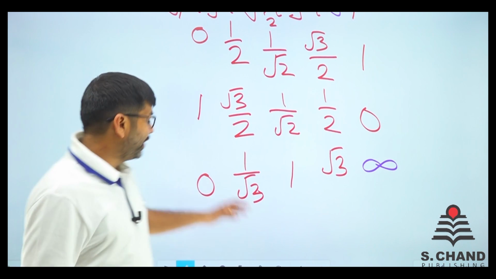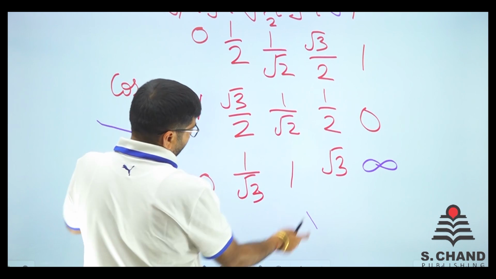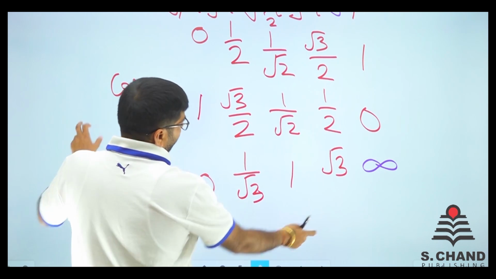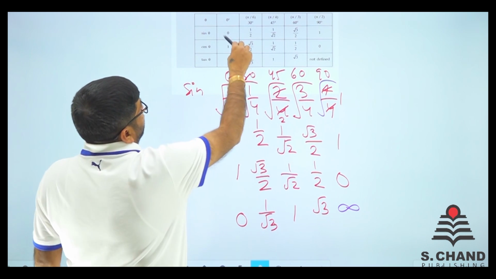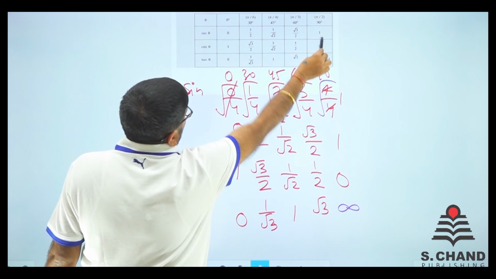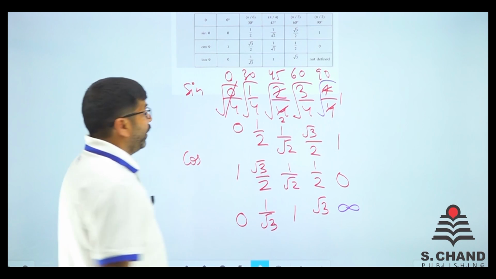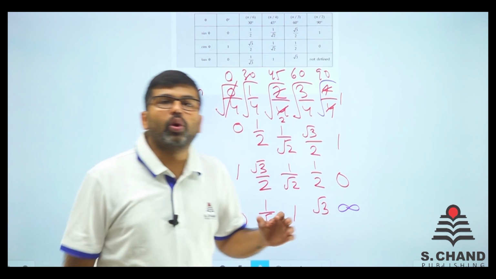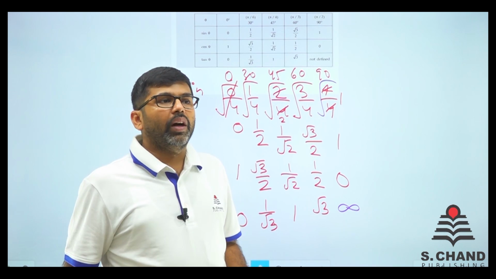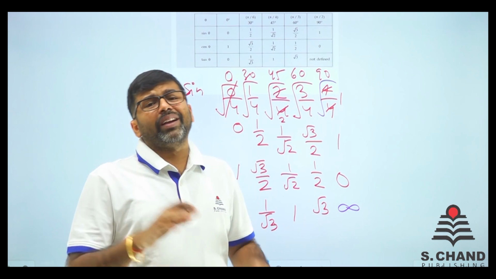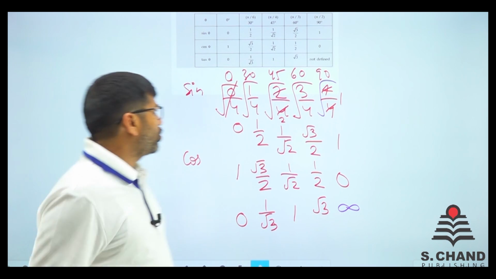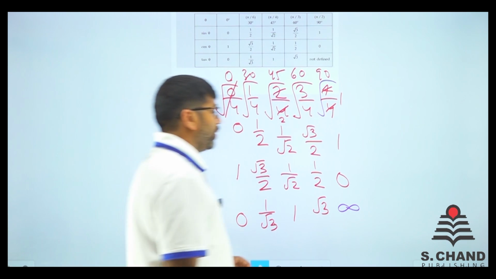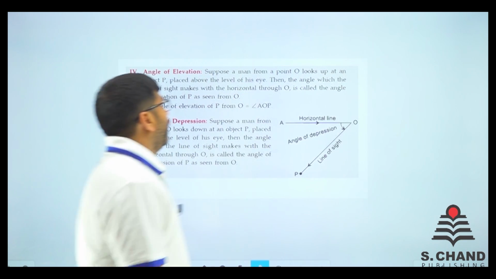So this is the table, and you can see we have reached the same table here. It's like 0, 1 by 2, 1 by root 2, root 3 by 2, and so on. So you can make this table on your own without remembering all of it. If you remember, it is very good. If you don't remember, just make it out. So this is how these tables are made.